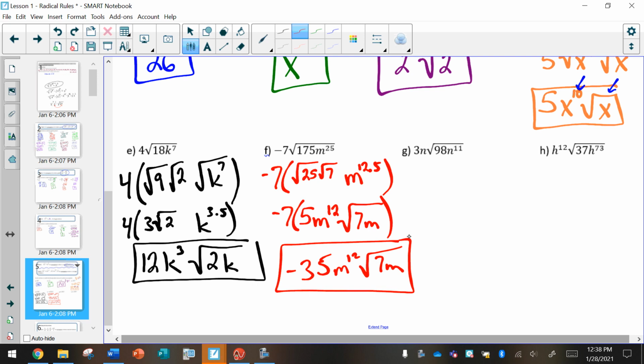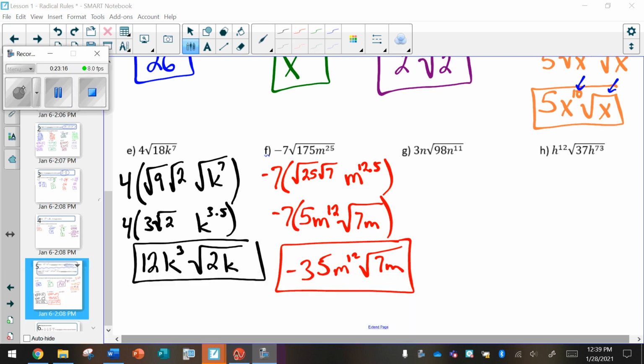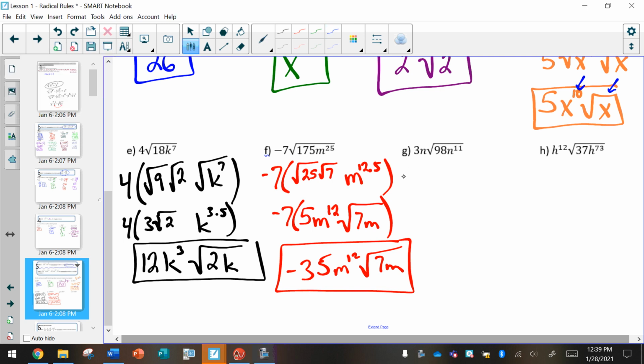So why don't you try the next two? Pause the video, try the next two, and then we'll see how you do. All right, so the 3n, just like in the previous example, is going to be dealt with at the end. Our 98 comes from 49 times 2. And if we take half of 11, it's 5.5.